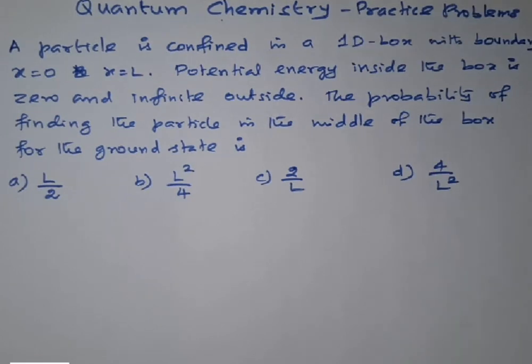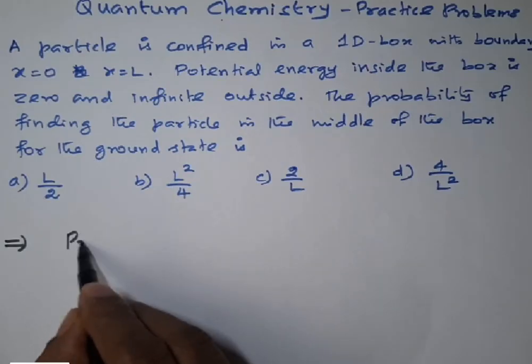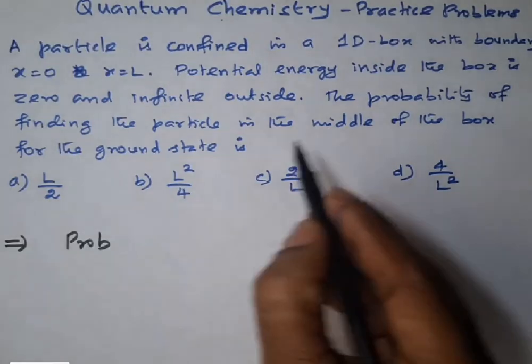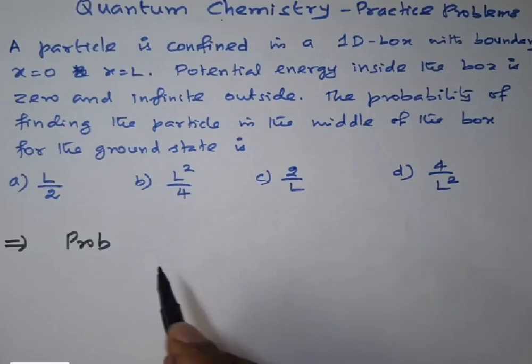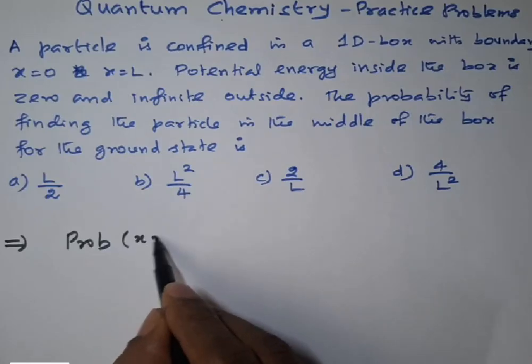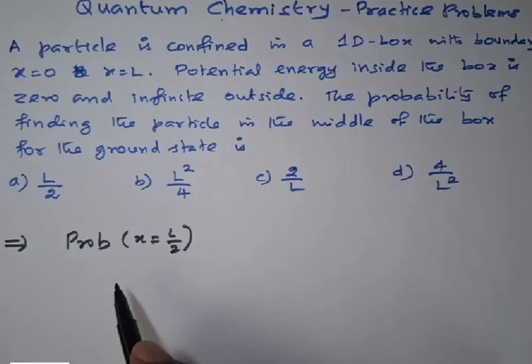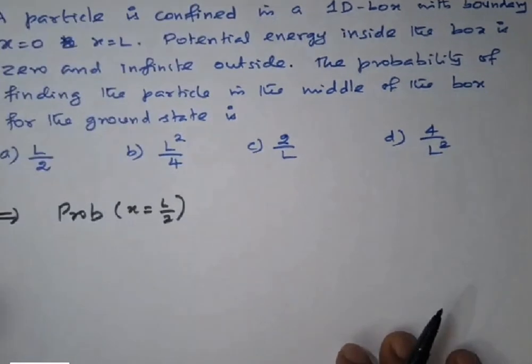So what is the probability of finding the particle in the middle of the box? In the question, probability is asked, so how to answer it? You know very well, probability at any point. Now probability is asked in the middle of the box. Middle of the box means x is equal to L by 2. So what is the probability of finding the particle at x equal to L by 2? This is the question asked. So how to do that?